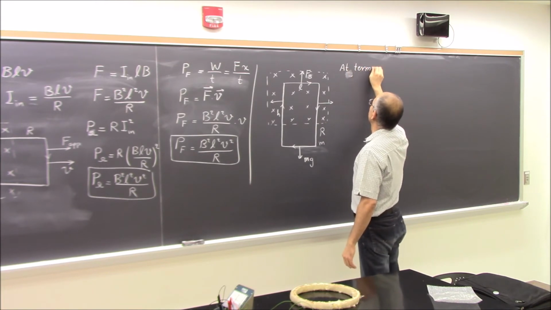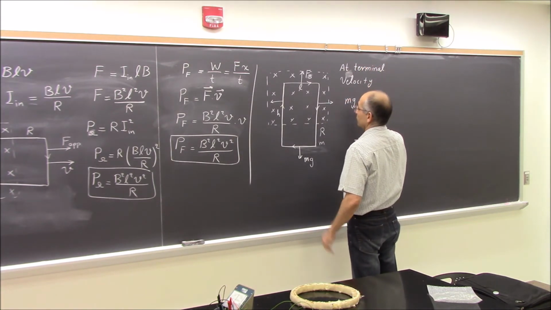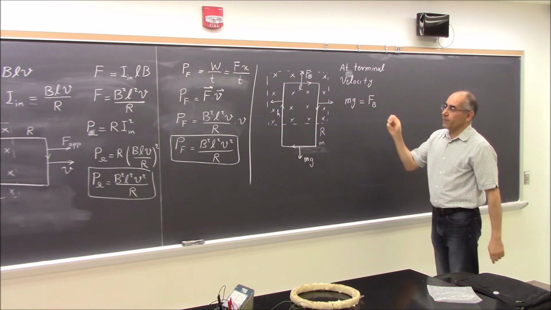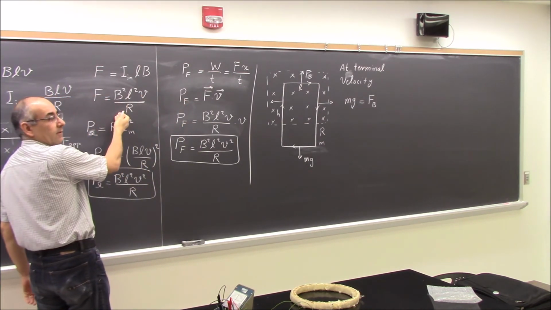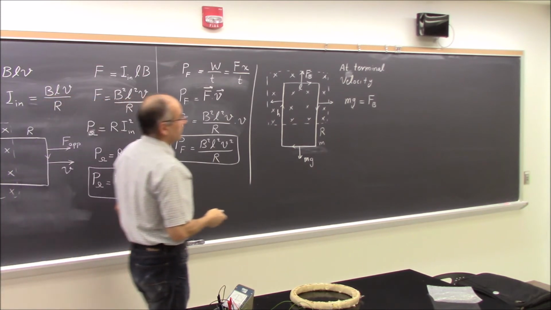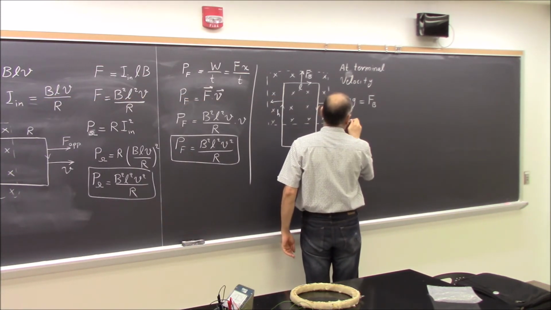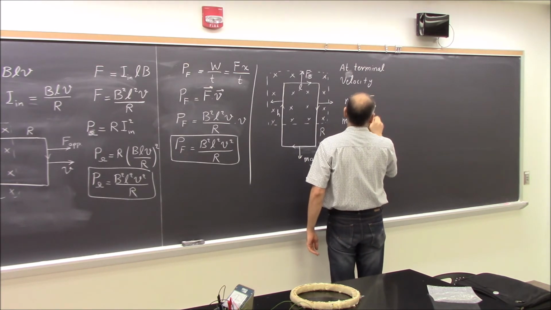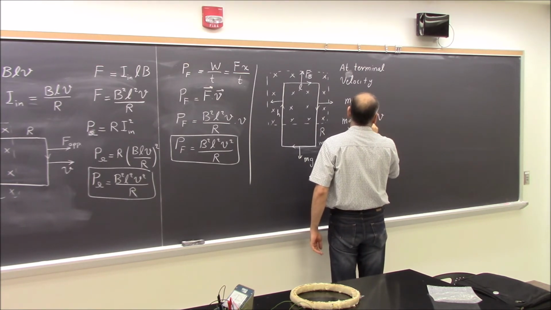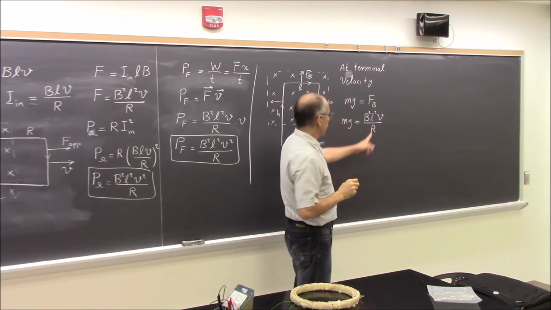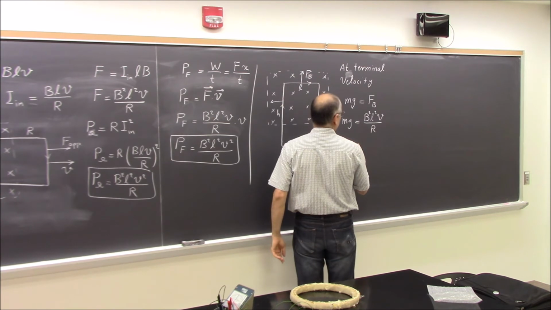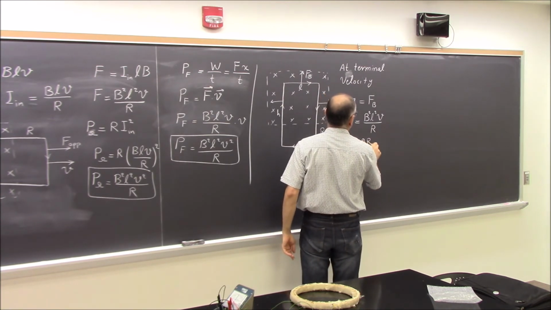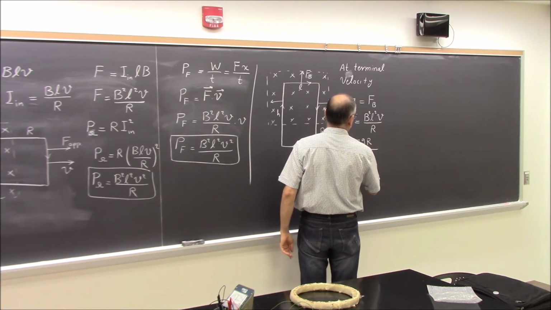Terminal velocity, mg, should be equal to F_B. At F_B, you can do the same kind of reasoning. F_B is this, right? It's B L V over R. So mg is equal to B squared L squared V over R. And now, if you solve for V, that's terminal velocity. Right? Terminal velocity is mgR divided by B squared L squared, right?